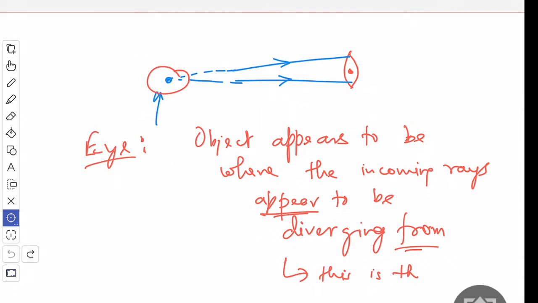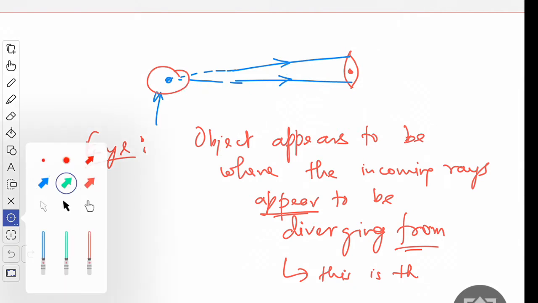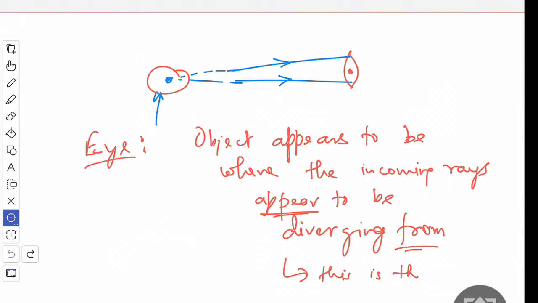So the point I'm making is that even if the object was not here, as long as the rays are coming here, the eye does not know where the object is. It only knows the light. So from the direction of the rays, it will say that the object is wherever the rays appear to be diverging from. This is the basic idea. I hope this is clear to you. Ashok, please confirm if this is clear.